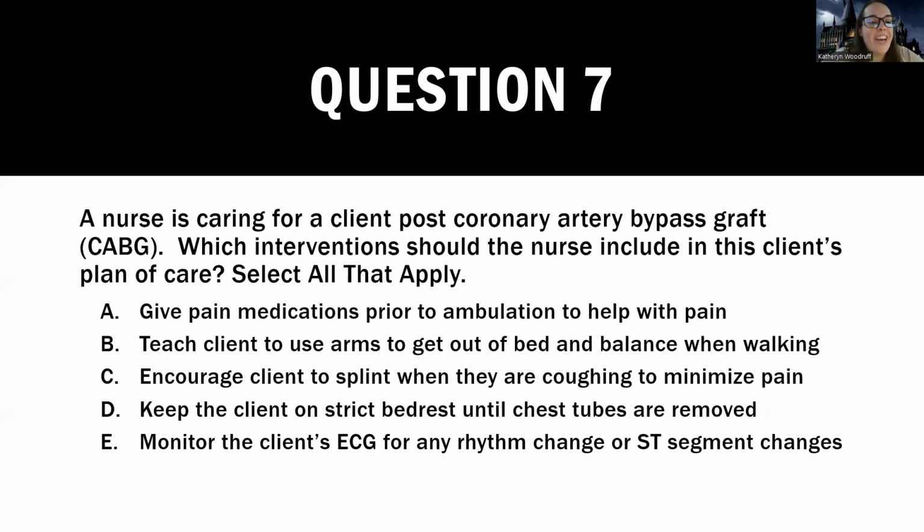And I'm moving on. B, teach clients to use arms to get out of bed and balance when walking. Ooh, I don't know about that, because since their chest was cut, I don't think that they can use their arms the same way. I don't think we want them pushing or pulling. So I don't like that one, because I don't think we want them to use their arms. So I'm going to say no, and I'm moving on. C, encourage client to splint when they are coughing to minimize pain. Now that's good. Put the pillow on the chest and help them. So that's going to help with their pain. It's also probably going to help them to take deeper breaths. Okay. All right. Yeah, that's good. All right. So I like that. So I'm going to say yes and move on.